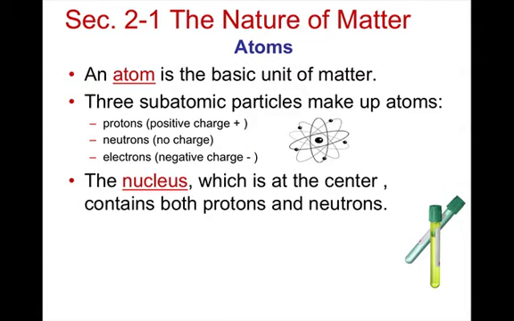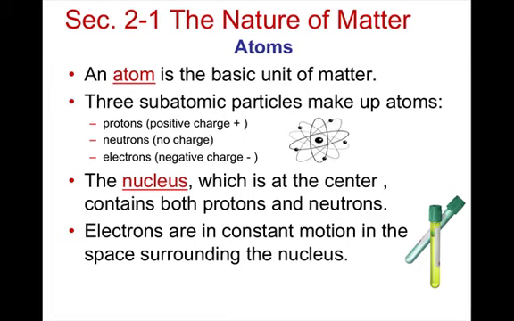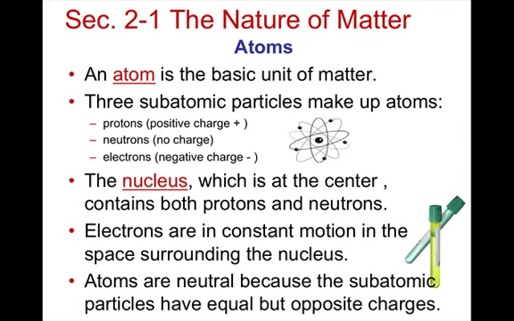As you know, the nucleus, which is at the center of the atom, contains both protons and neutrons. The electrons are in constant motion in the space surrounding the nucleus, and sometimes this is referred to as the electron cloud. Atoms are neutral because the subatomic particles have equal but opposite charges, which means that the charge inside the nucleus usually balances the charge outside the nucleus.